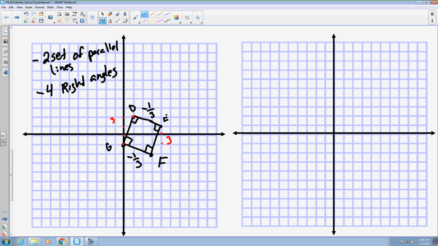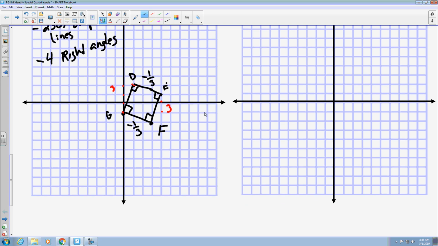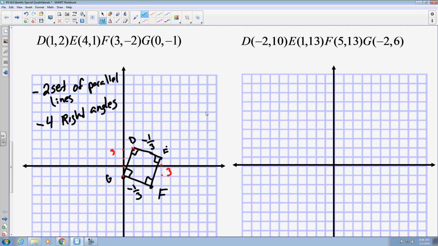And then the final thing we have to do is see if it's going to be a square, which means, do we have 4 equal sides. So this is where we get to use the distance formula. So it looks like I'm going to go with, let's try D and F. The distance formula, I'll just write it here, is x2 minus x1 squared plus y2 minus y1 squared.